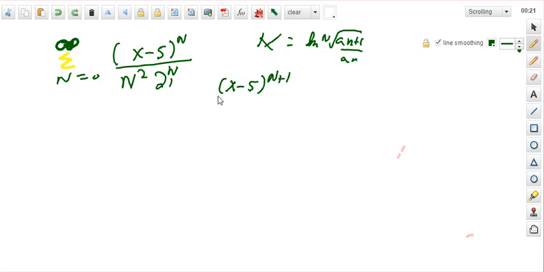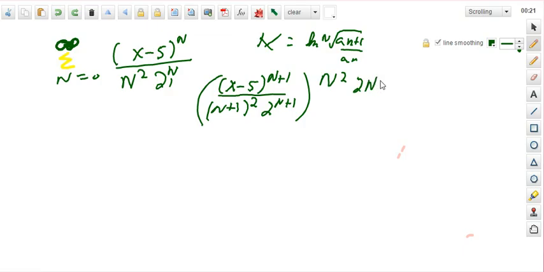And then over (n plus 1) squared and 2 to the n plus 1. And then I'm going to multiply all of that by the second one, n squared times 2 to the n over (x minus 5) to the n.